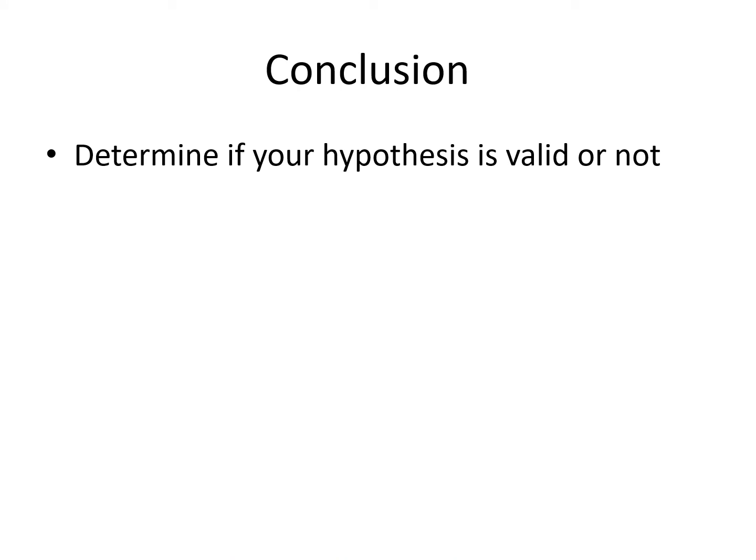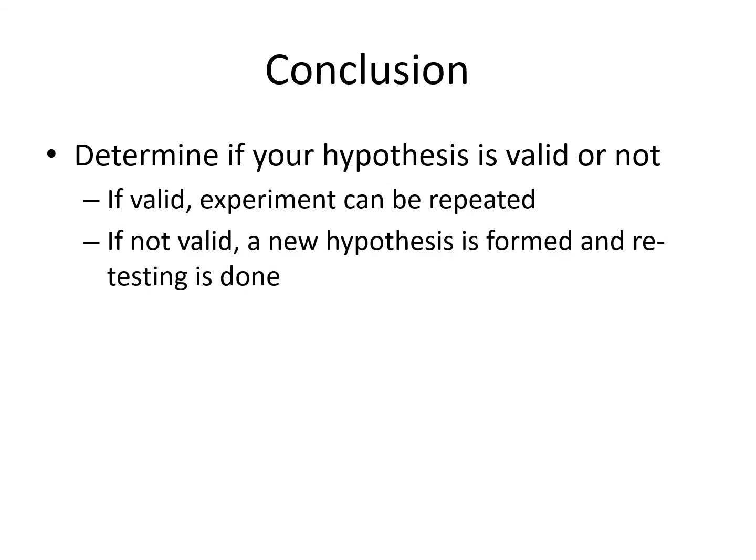The last part of the scientific method is to make a conclusion, and this is where you're determining if your hypothesis was valid or not, if it was true or not. And if it is valid, if your data supports the hypothesis, then the experiment can be repeated to make sure that that wasn't a fluke, that truly your hypothesis is correct. If the data does not support your hypothesis, then that is considered a new observation, and then you start over.